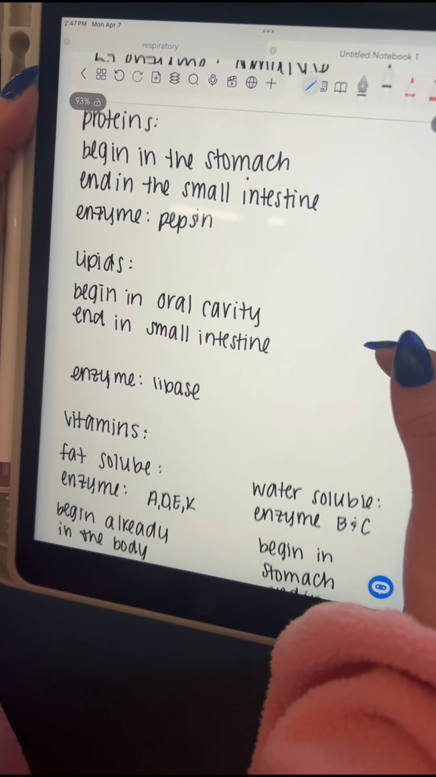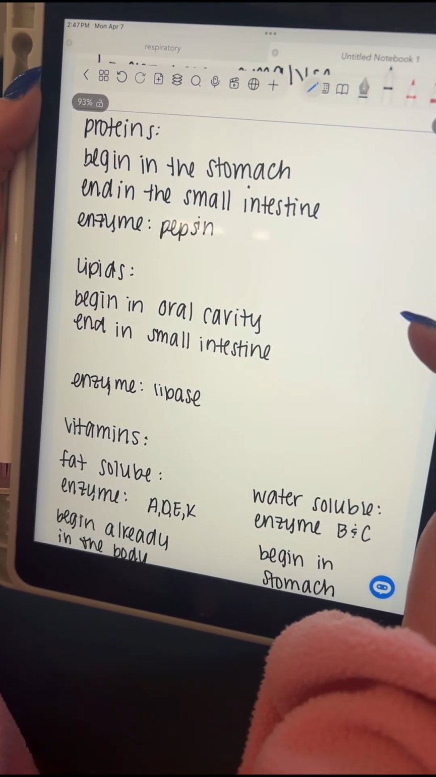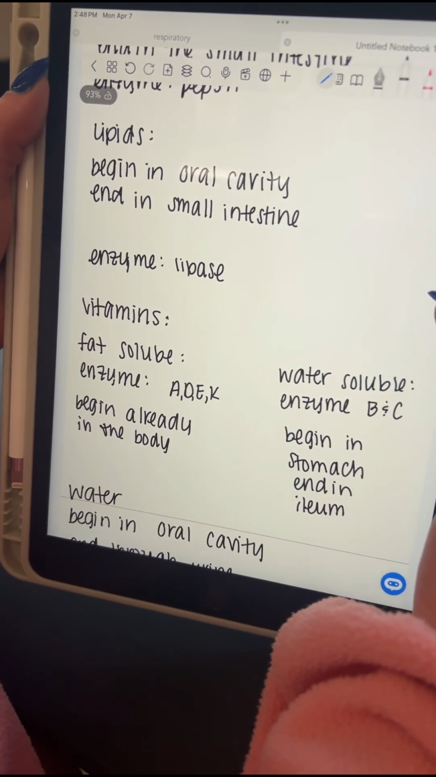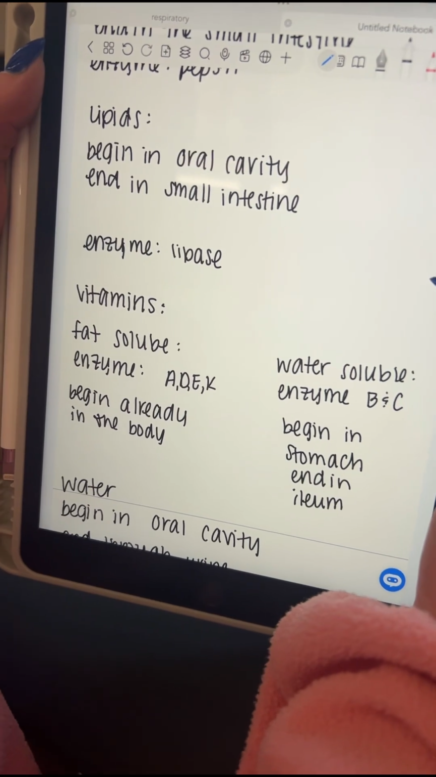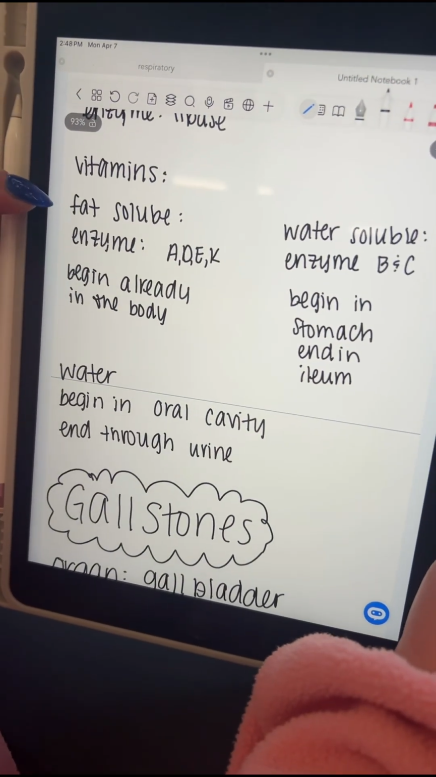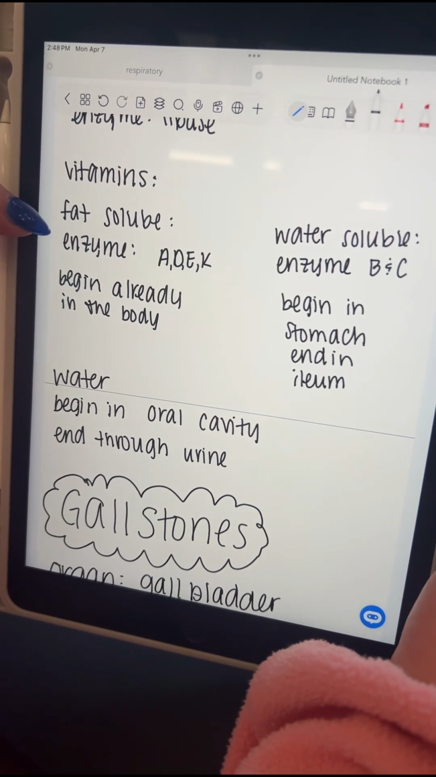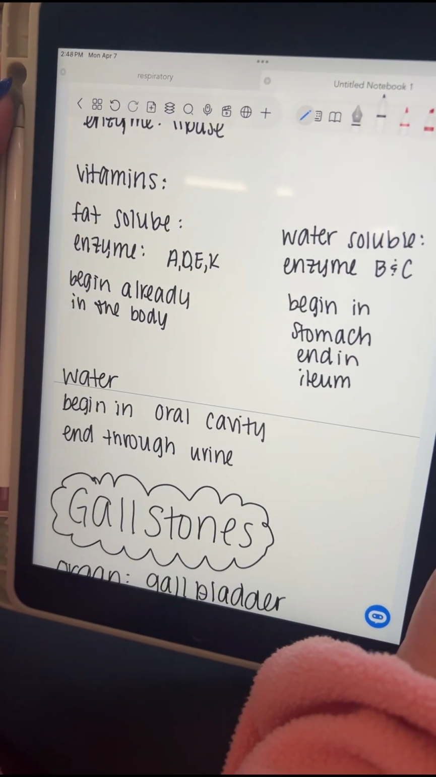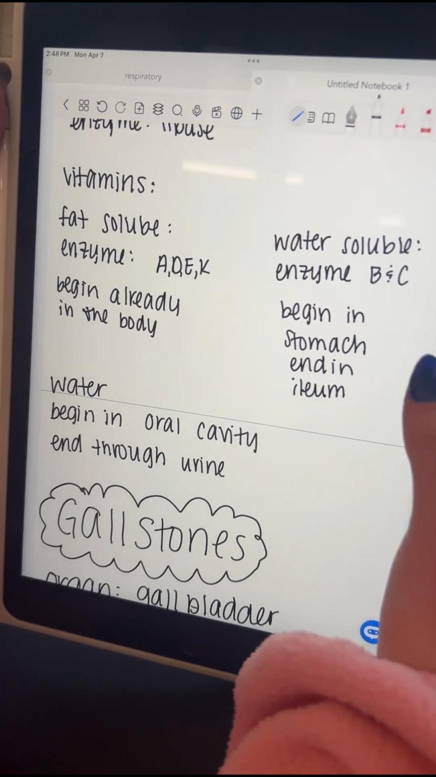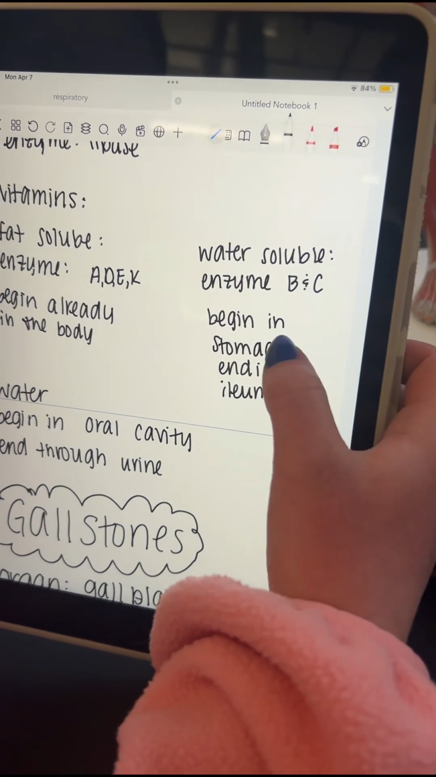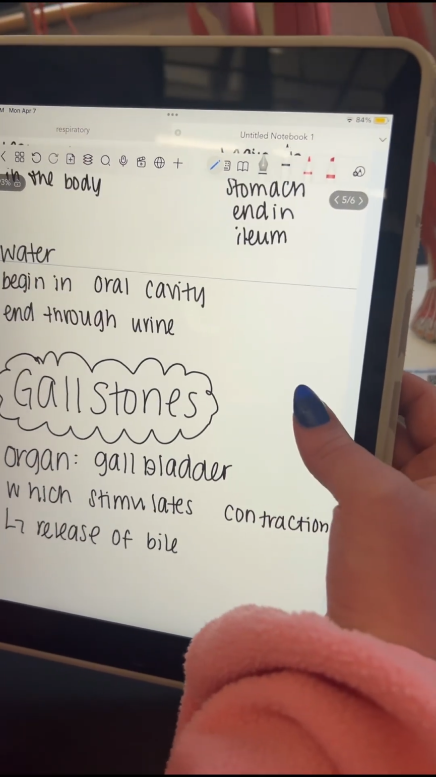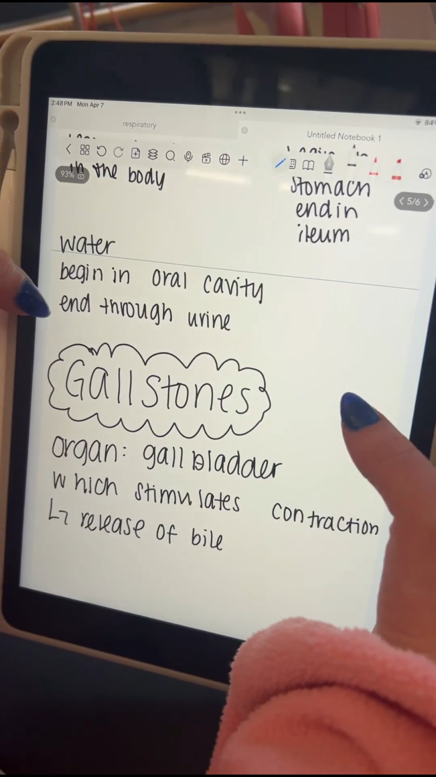amylase. Proteins begin in the stomach, end in the small intestine, and the enzyme is pepsin. Lipids begin in the oral cavity and end in the small intestine. Enzyme is lipase. Vitamins have fat soluble, and the fat soluble ones are vitamin A, vitamin D, vitamin E, and vitamin K, and they're already in the body. Water soluble vitamins are vitamin B and C, begin in the stomach, end in the ileum. Water begins in the oral cavity and ends through urine.